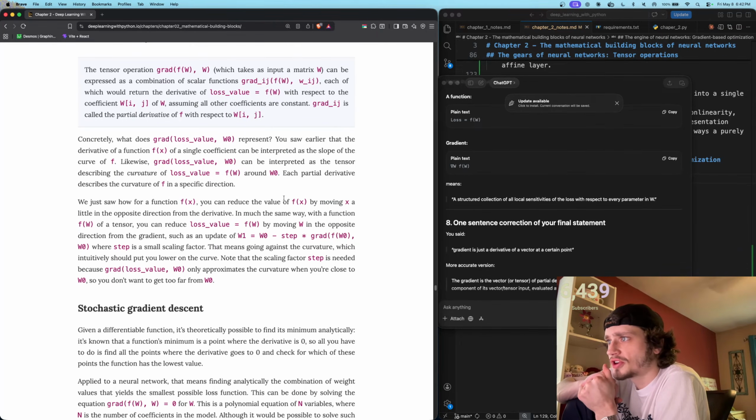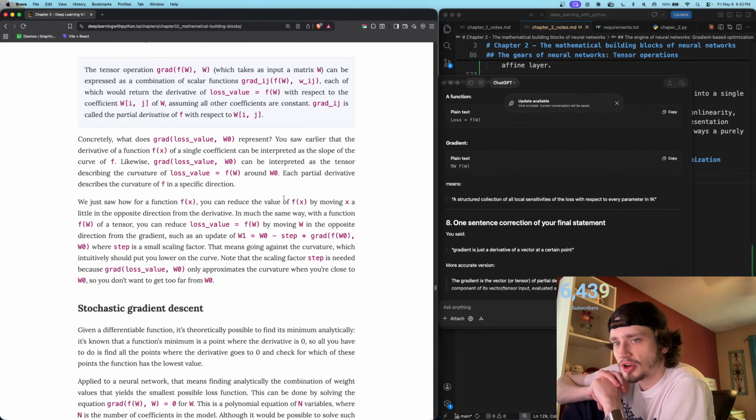We just saw how for a function f of x you can reduce the value of f of x by moving x a little in the opposite direction from the derivative. In much the same way with the function f of big W of a tensor, you can reduce loss value equals f of big W by moving W, the weights, in the opposite direction from the gradient, such as an update of W1 equals W0 minus step times the gradient of f of W0, where step is a small scaling factor. That means going against the curvature, which intuitively should put you lower on the curve.